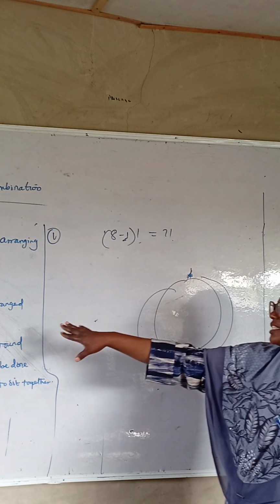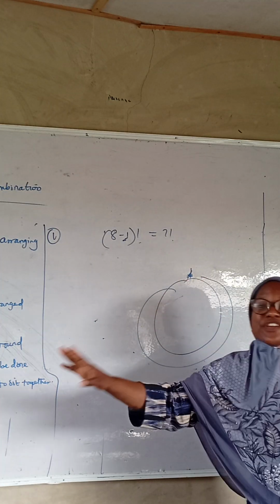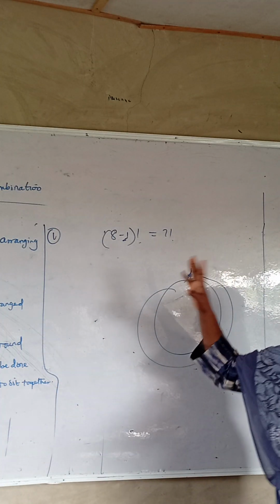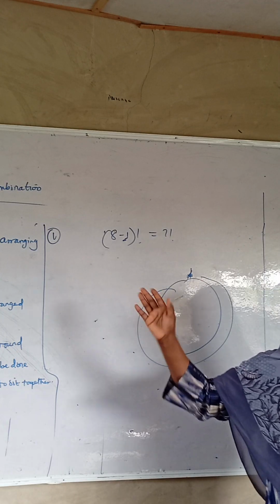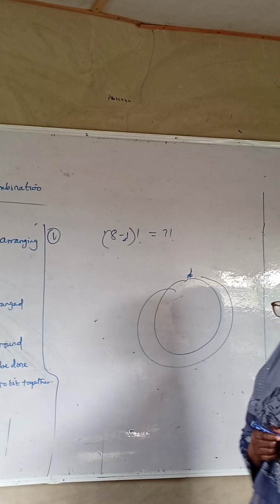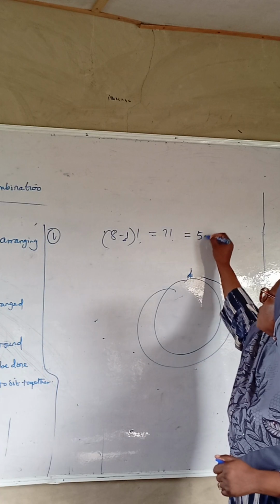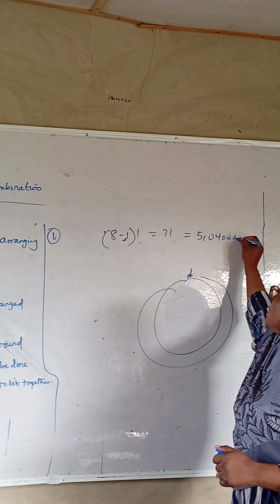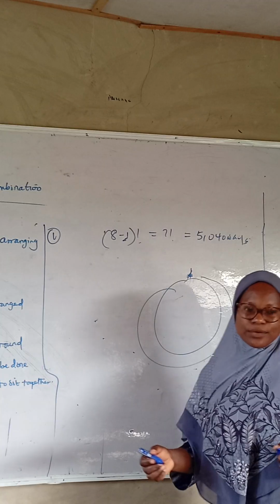So in how many ways can 8 men be arranged around? When you hear circular like this, just say whatever the number of objects that you have, subtract 1 from it and take the factorial. Is that understood? 7 factorial is what? 5,040 ways. Are we clear now?